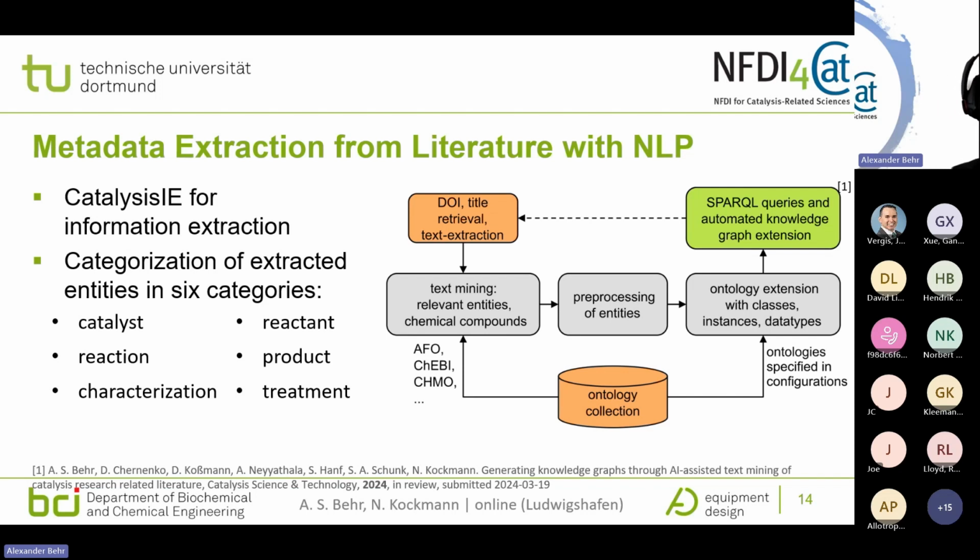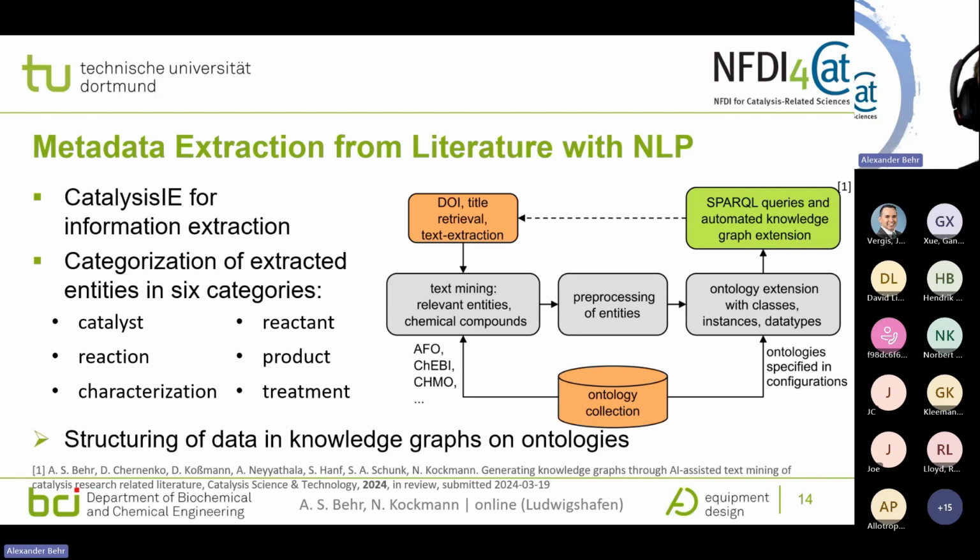And why would we do that? We would do that not only because we can, but also because we wanted to pose SPARQL queries and do automated knowledge graph extension of existing ontologies in order to have a better overview of scientific literature and maybe get new data insights into the scientific literature in the respective fields of catalysis research. So with this, we hope to get some kind of structuring of our literature data with respect to catalysis research in knowledge graphs that are based on ontologies.